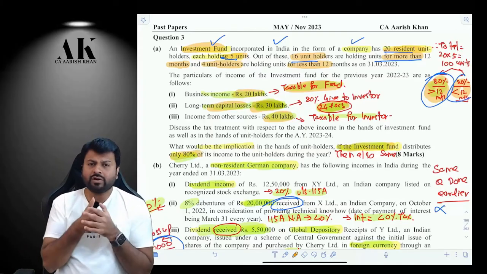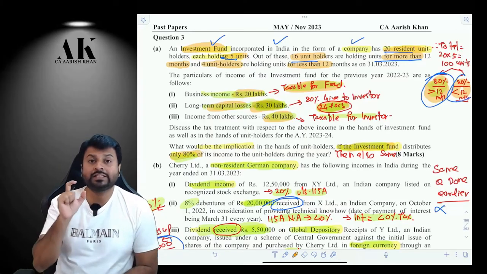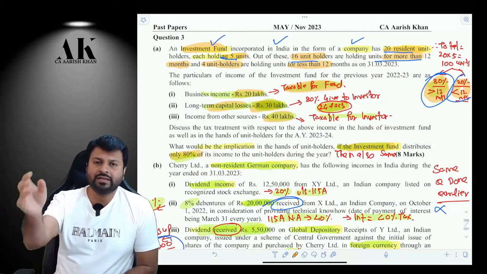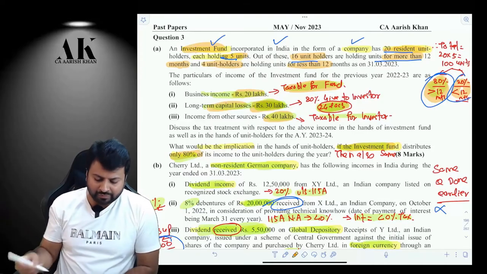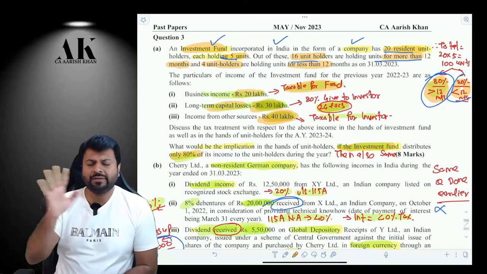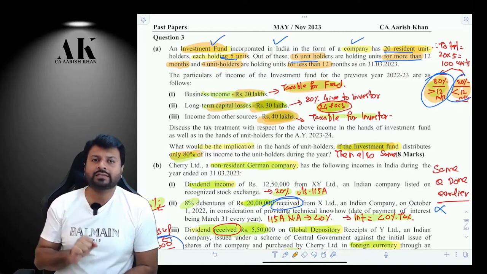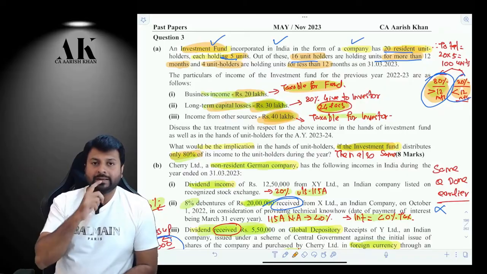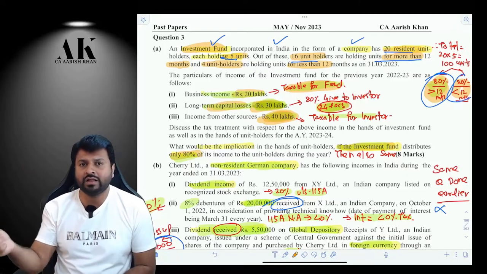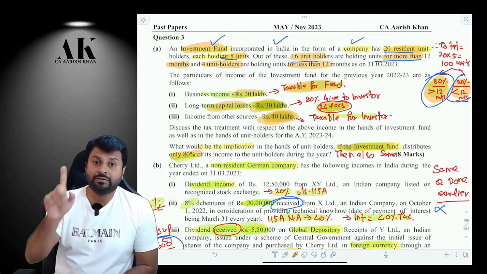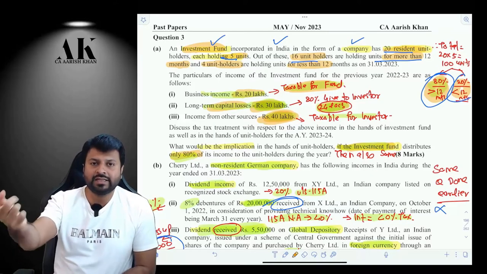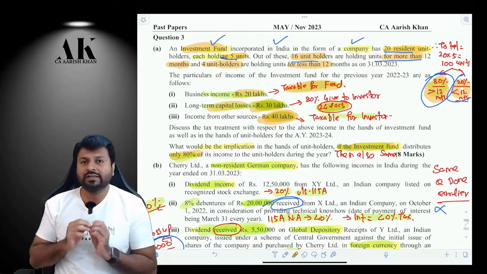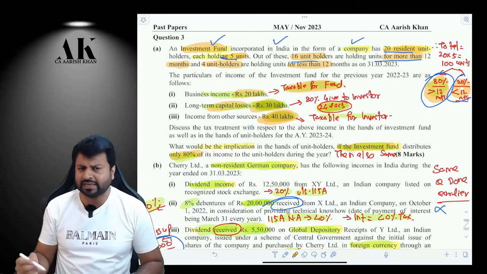Why? Because in case of investment fund and in case of securitization trust, whether you distribute or whether you do not distribute, entire amount will be taxable in the hands of the investor. Out of the 40 lakh rupees income from other source, if I distribute only 80%, still I have to deduct TDS on entire 40 lakhs. Still, entire 40 lakhs is taxable in the hands of the investors by logic of what? Deemed accrual. This logic is applicable for investment fund and for what? For securitization trust. But this logic is not applicable for business trust. For business trust, the amount is taxable in the hands of the recipient on receipt basis, not on accrual basis. So in case of business trust, if I distribute only 80%, only 80% will be taxable in the hands of the other person, but not here.